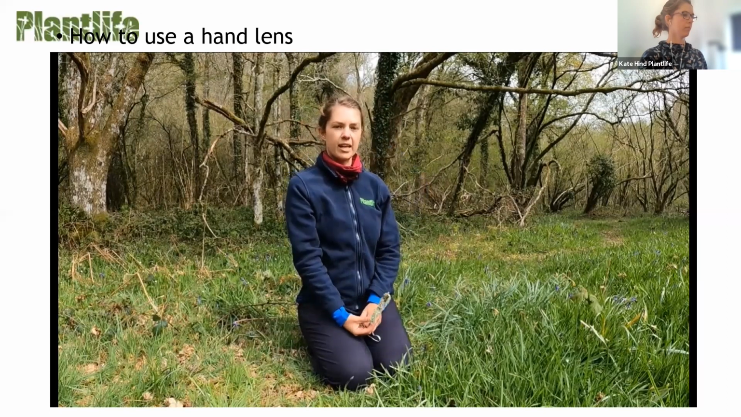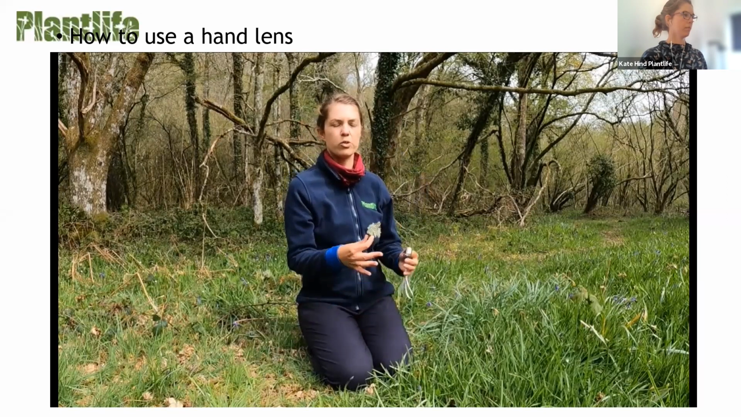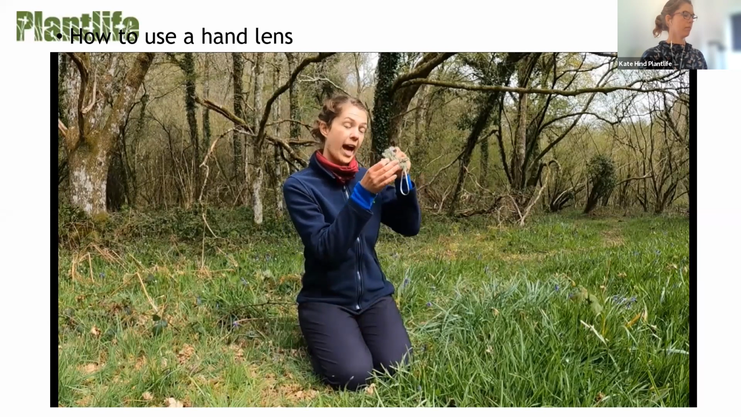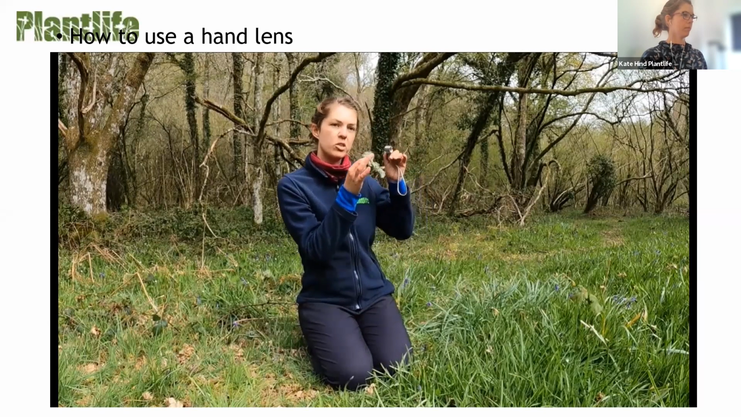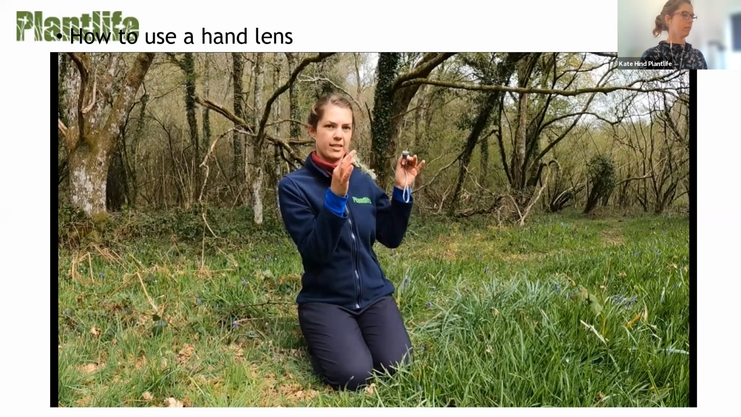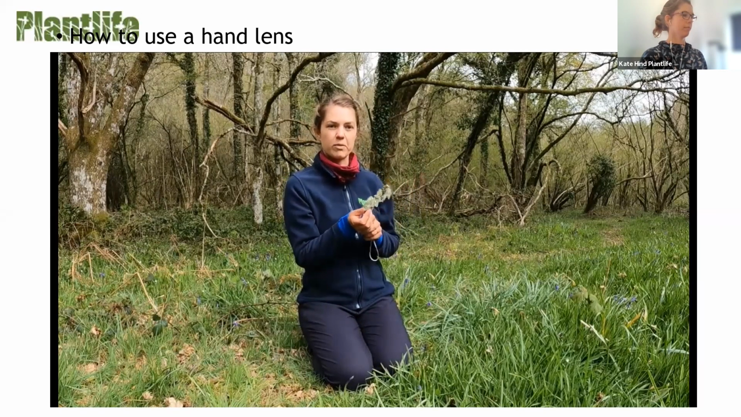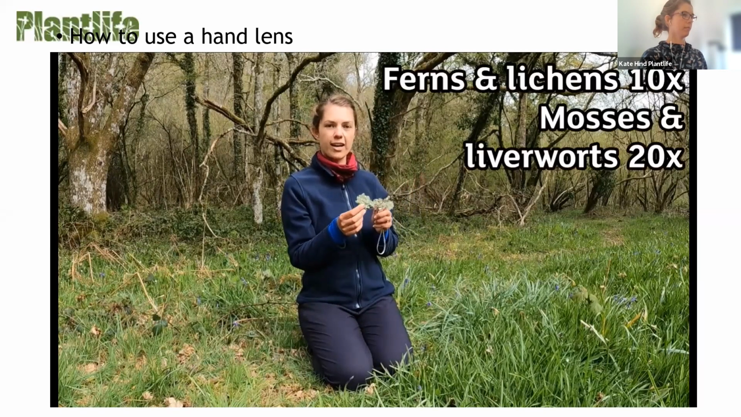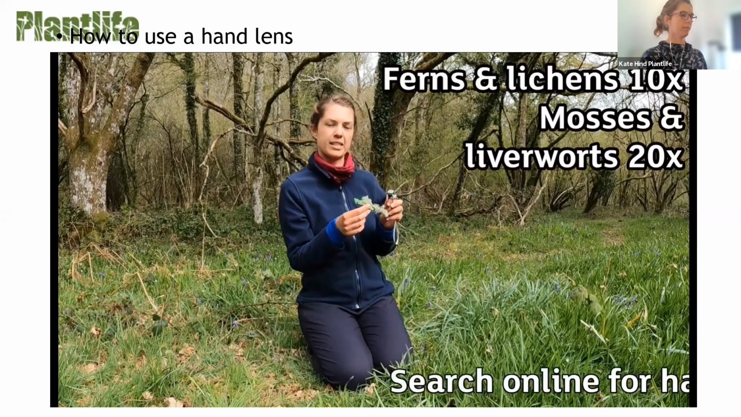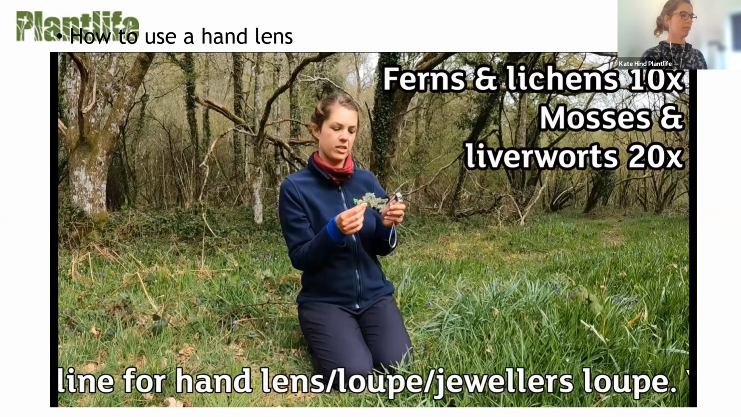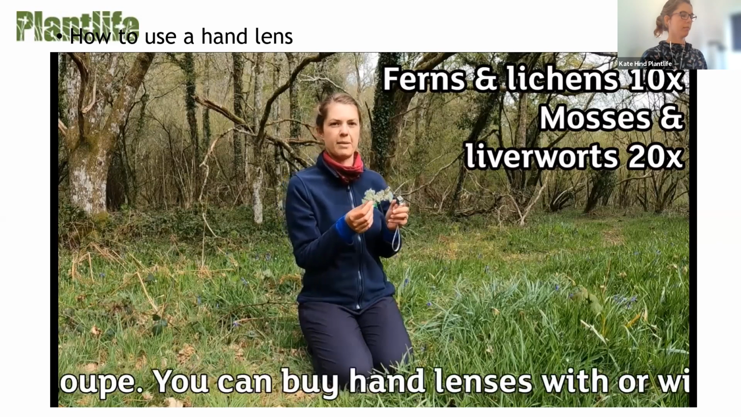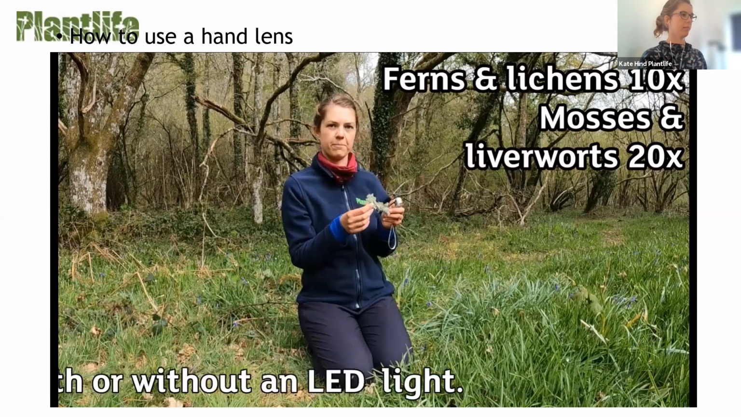If you're looking at something attached, like a branch or a trunk, again, you will move your head forwards and backwards, but you just need to be careful of any twigs around you so you don't poke yourself in the eye. There are two different magnifications we would recommend. So for ferns and lichens, we would recommend a 10 times magnification, but for mosses, we would recommend a 20 times magnification.